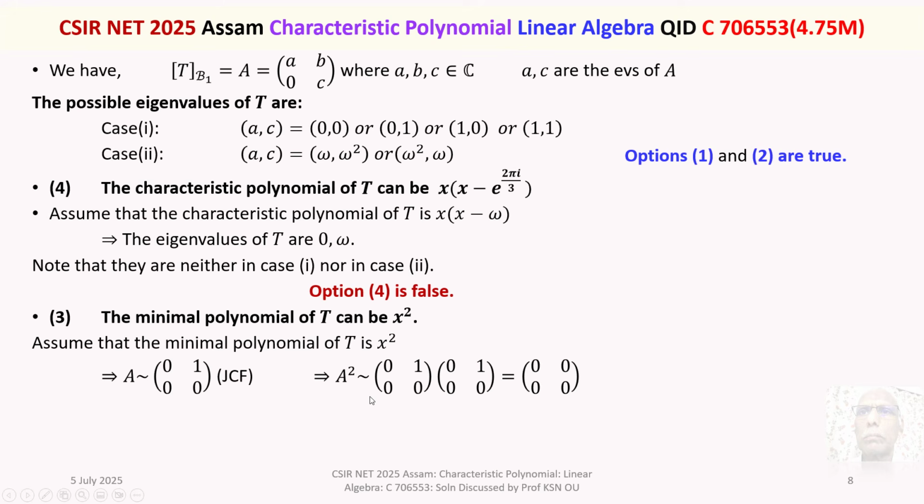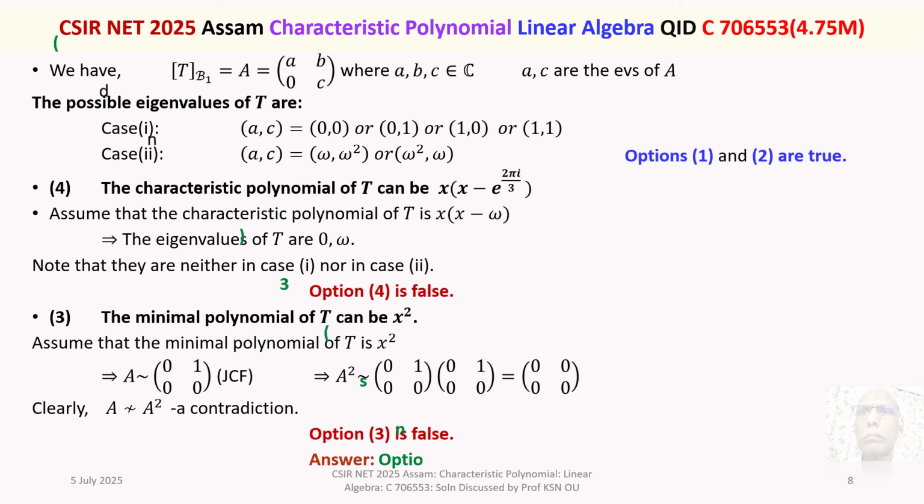Can A be similar to A square? No. This is a zero matrix, this is a non-zero matrix. So clearly A is not similar to A square, a contradiction to the fact that A is similar to A square. Therefore, our assumption is false. Therefore, option 3 is false. And we have to find out those options which are false. Therefore, the answer to this question is options 3 and 4.